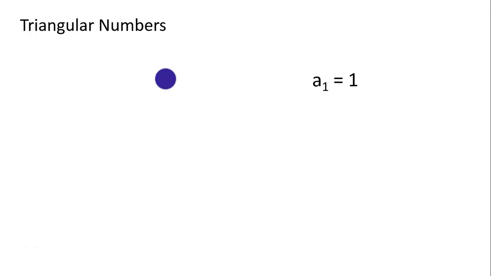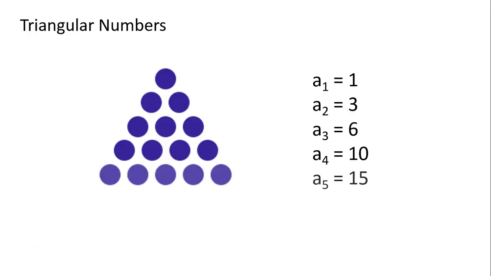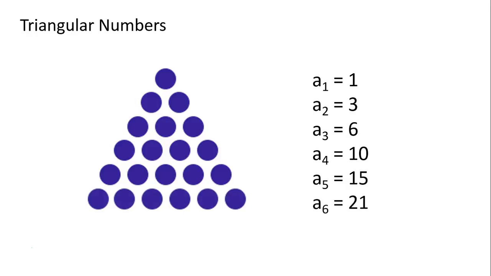Now, one dot doesn't look like much of a triangle, but if we add two more dots below that and have three dots in all, we can start to see a triangle. And if we continue the pattern, we'll add three dots below that, so we have 6 dots in all, and then 4 dots below that, so that we have 10 dots in all, and then 15 dots, and then 21 dots. You can see that we're forming triangles, and the numbers that we are looking at are the total number of dots in each of the triangles.